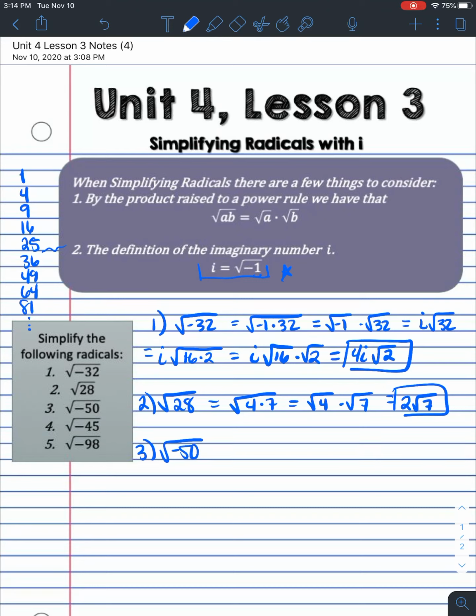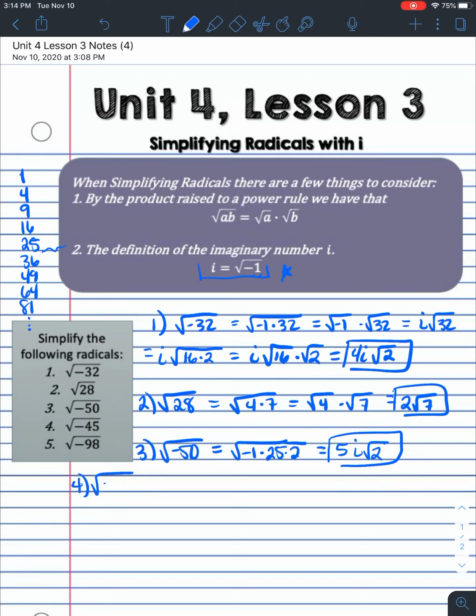All right, next one is negative 50. Well, I'm going to take out that negative 1 first. Then I'm going to do 25 times 2. 25 is the biggest perfect square that goes into 50. So the square root of negative 1 becomes i. The square root of 25 becomes 5. And that's going to leave me with the square root of 2.